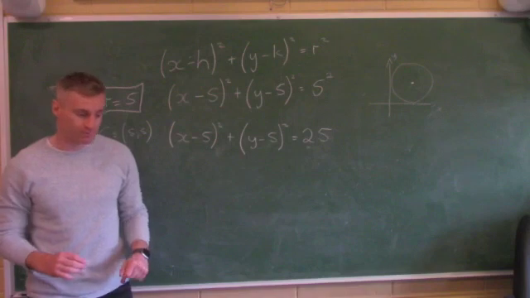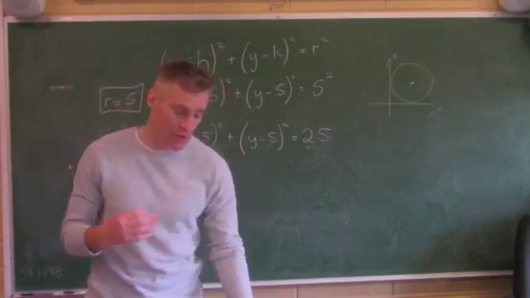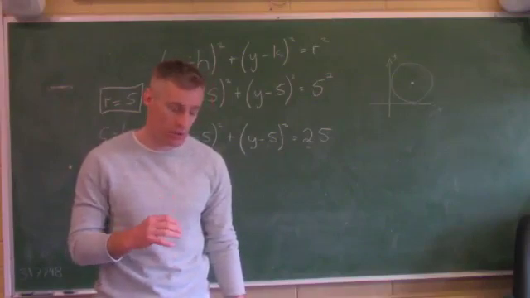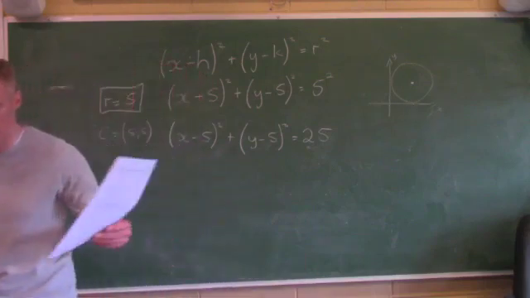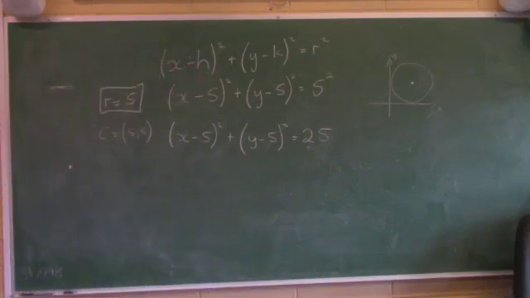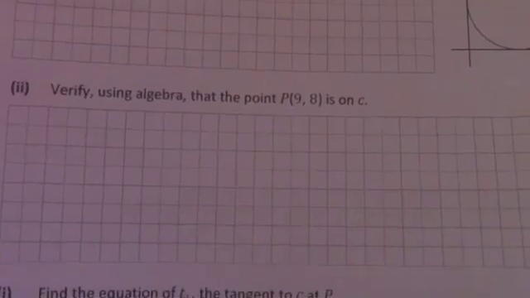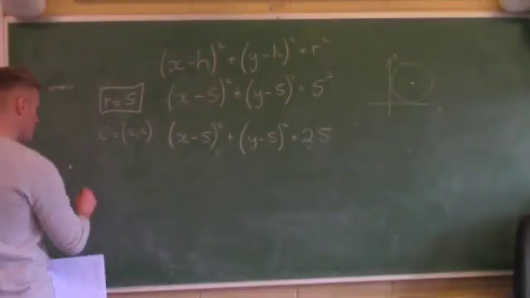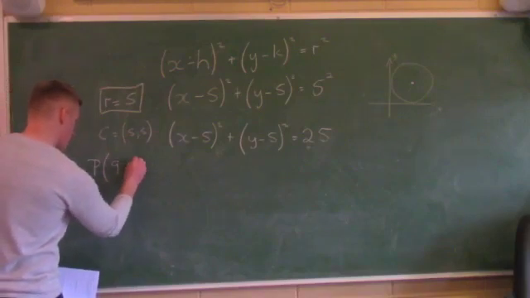5 marks. Now, the next part of this question: verify using algebra that the point P, and they give us what the point P is, 9, 8, is on C. I'll just bring you down to show you that. Verify using algebra that the point 9, 8 is on C, so that it's on this circle. Well, I know the circle, so I'm going to continue with part 2. Point P is 9, 8.